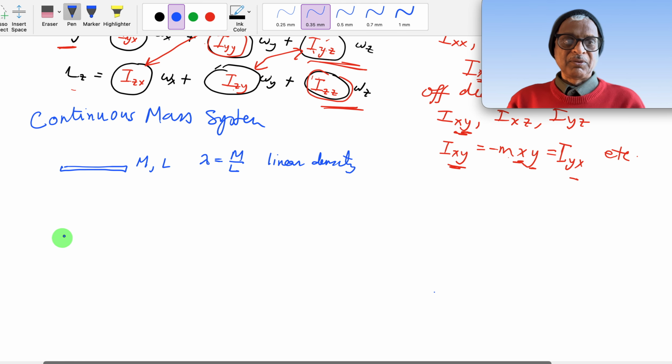You might have a disk. Say this is a thin disk, so this is infinitesimal thickness, and all the mass is here. So here's the mass, and then you say area. If this was a circular disk, then the area will be pi r square. Then we define density by mass over area, and this is not a linear density. This is also called density. It's called two-dimensional density. Okay, so two-dimensional density.